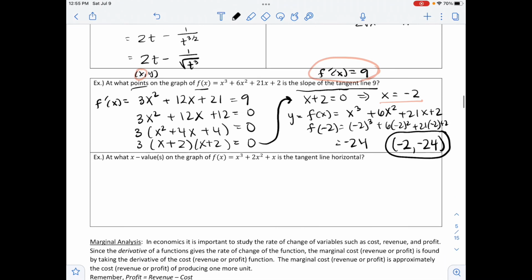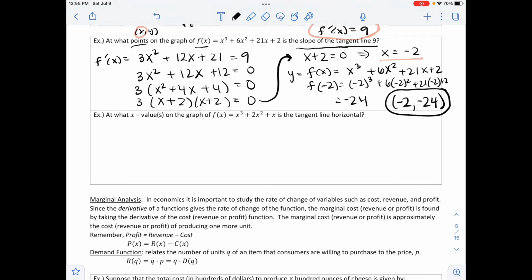The next example, right below this, says at what x value on the graph f of x equals x cubed plus 2x squared plus x is the tangent line horizontal. So horizontal tangent line means that our slope is equal to 0, and our slope of the tangent line is going to be where f prime of x is equal to 0. The derivative f prime of x is equal to 3x squared for the first term, then 2x squared, taking the derivative, would be 4x. The derivative of just x would be 1.